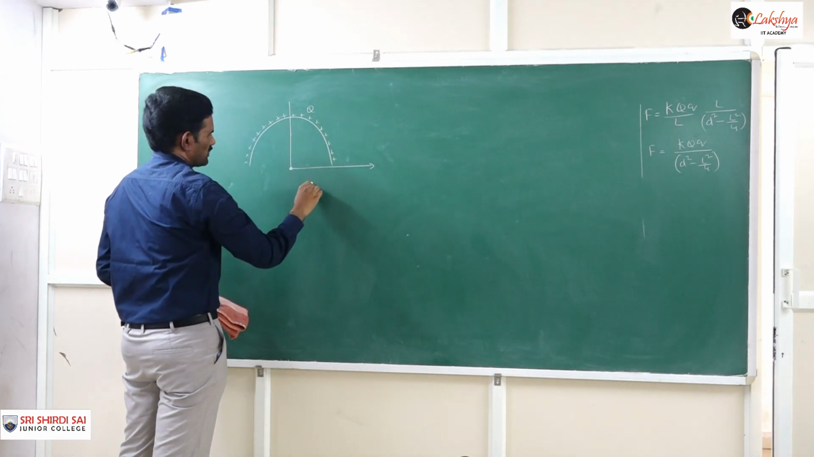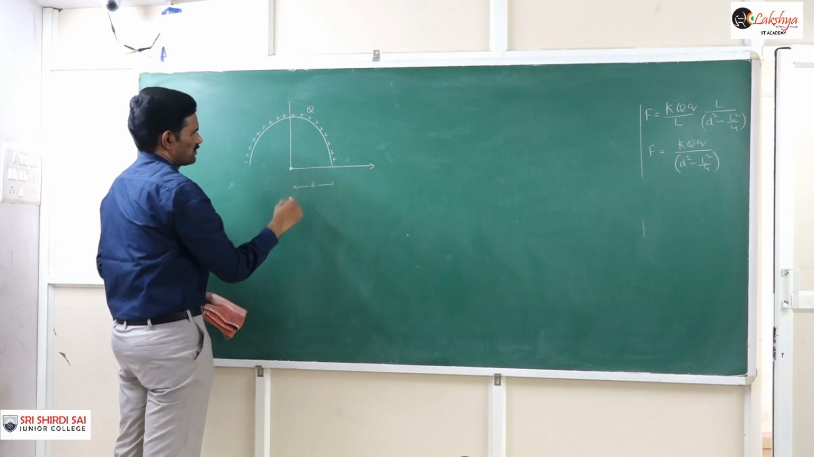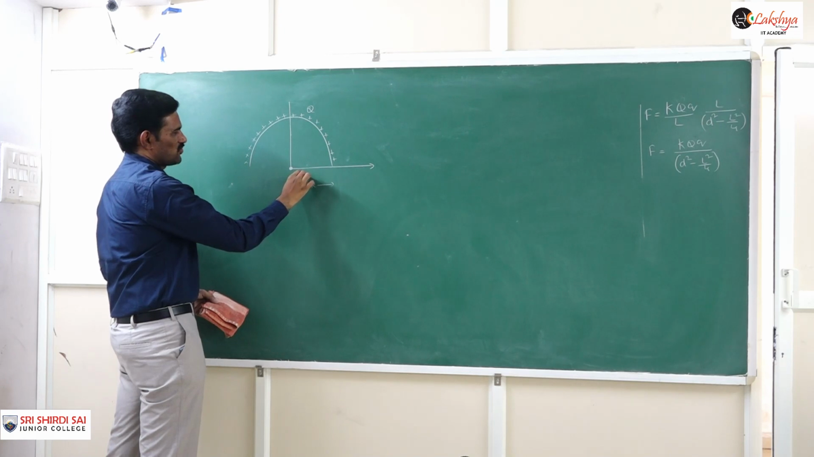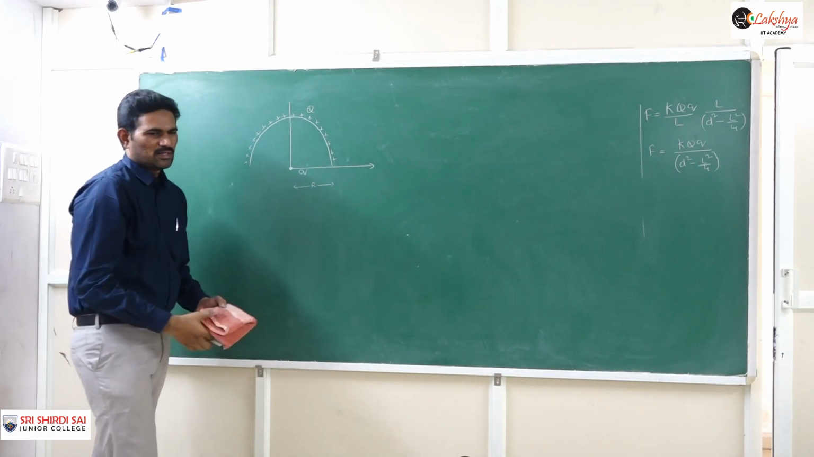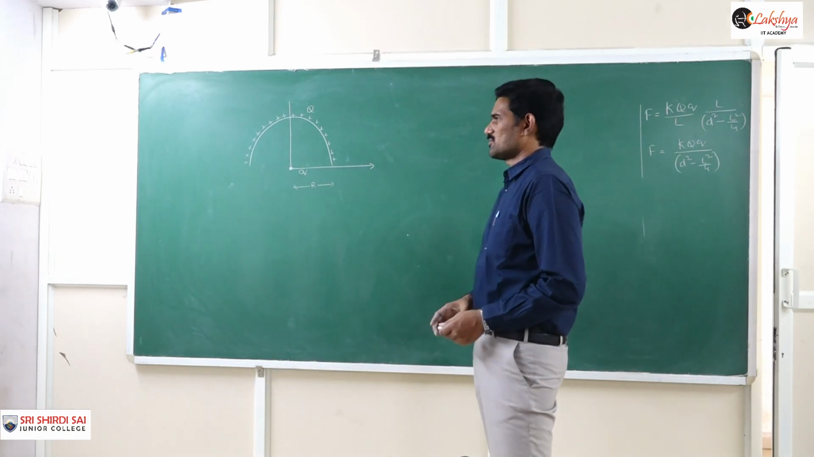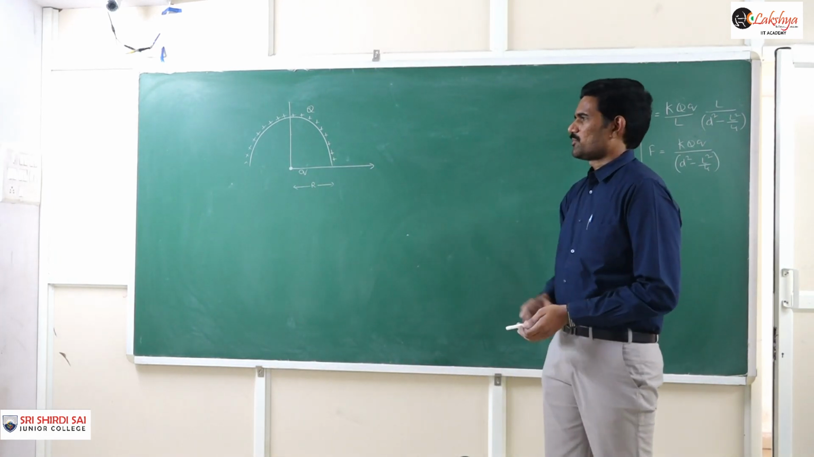And this is of radius R. The radius of the semicircular ring is R. Now here I am placing another charge. A point charge q is placed at this point, at the center. Now we need to find the force of interaction between them. That means note down that problem.